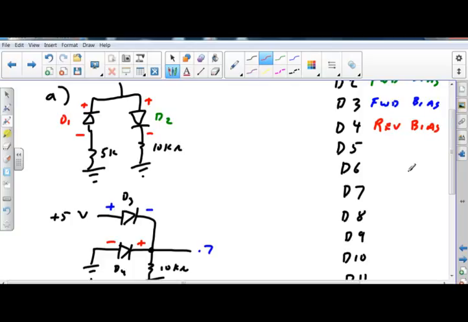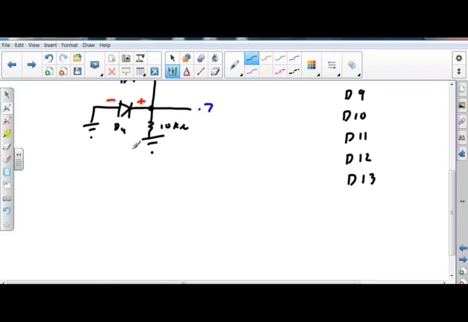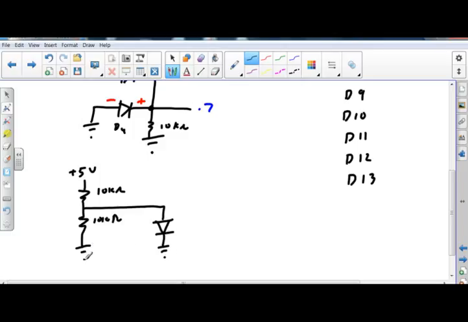Okay, I'm going to look at the C problem. I got 5 volts. I got 2 resistors, 10K and 10K. And I come out this way, and I've got a diode going to ground. I see that I'm negative on this side, I'm positive on that side, so what is this guy? D5. D5 is going to be forward biased.